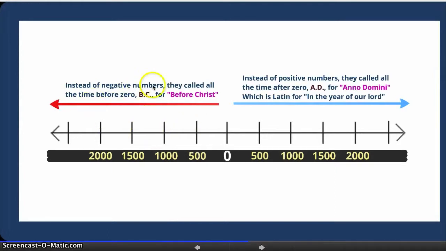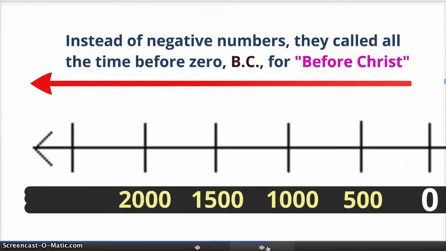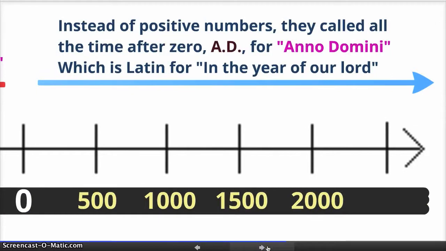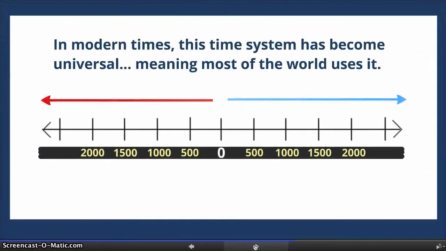Instead of negative numbers, they call all the time before zero BC, for before Christ. And instead of positive numbers, they call all the time after zero AD, for Anno Domini, which is Latin for in the year of our Lord. In modern times, this system has become universal, meaning most of the world uses it. Because of this, historians wanted to come up with a more universal way of measuring time, as opposed to tying everything to the birth of Jesus Christ.